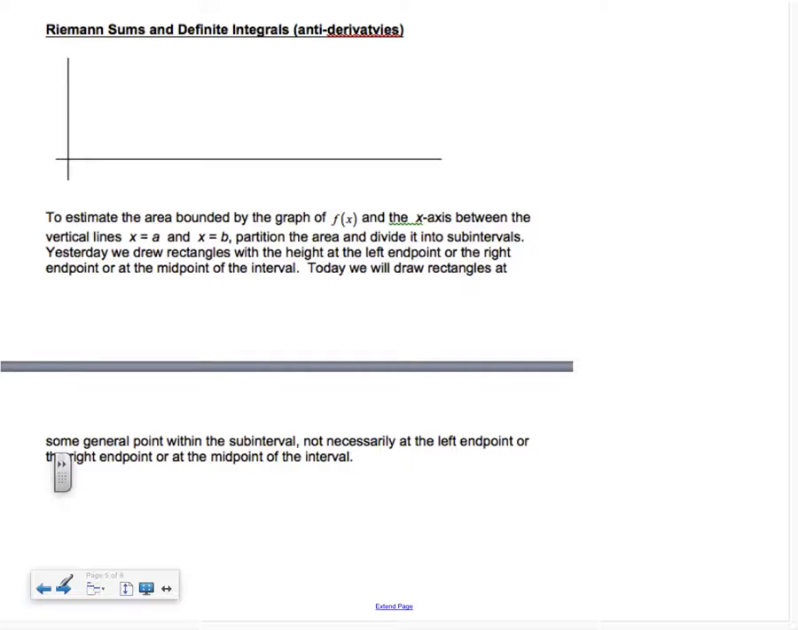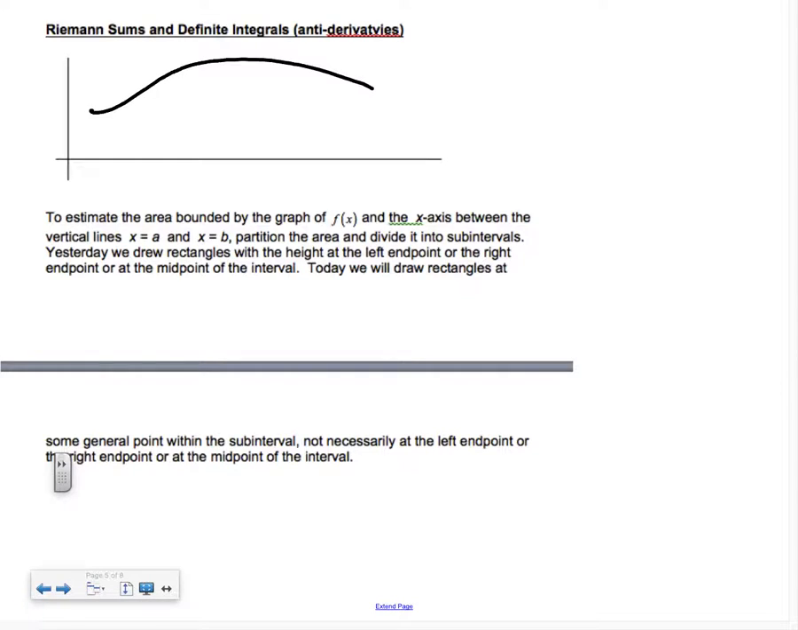All right, so to estimate the area bounded by the graph of f of x and the x-axis between the vertical lines x equals a and x equals b, what we do with the Riemann sum is partition the area and divide it into subintervals. Yesterday we drew rectangles with the height at the left endpoint or the right endpoint, midpoint too. Today we're going to draw rectangles at some general point within the subinterval, not necessarily at the left or right endpoint. The height of the rectangle can be anywhere you want where it hits the curve.